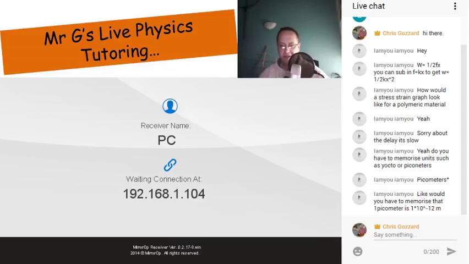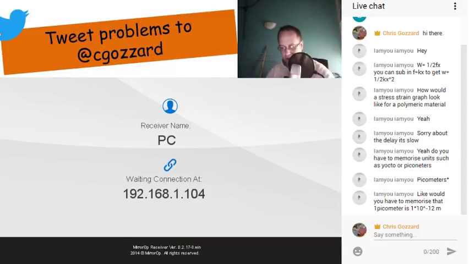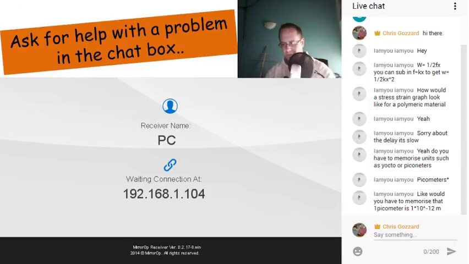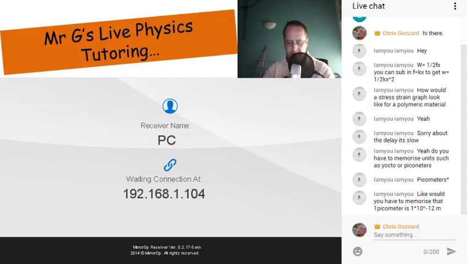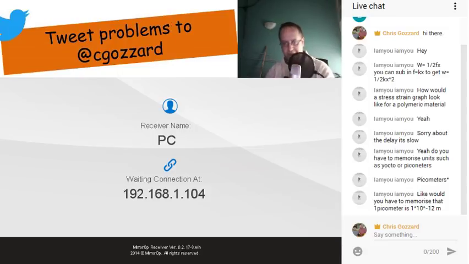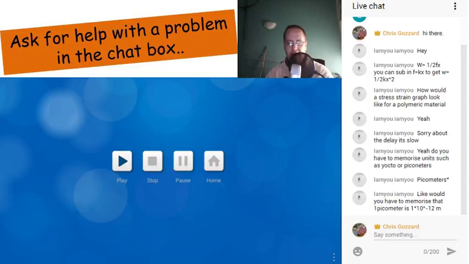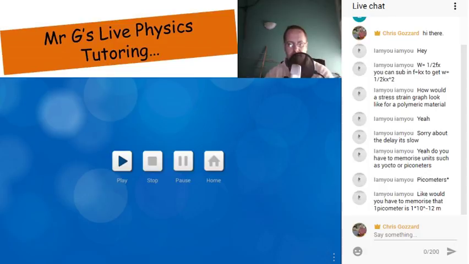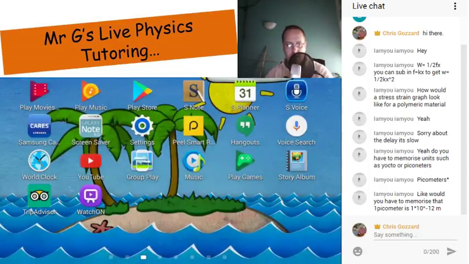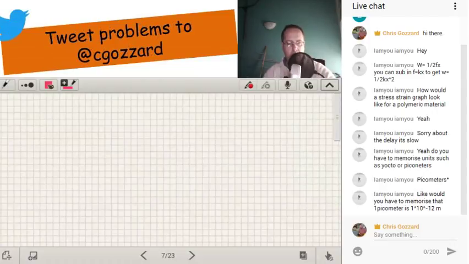Would I have to memorize picometer? Yes, you definitely do. And also converting from one unit to the other. You really do need to know it. Let me just get the syllabus up here, and then we can go through it, and I'll show you now. Okay, I'm just going to look for the syllabus.